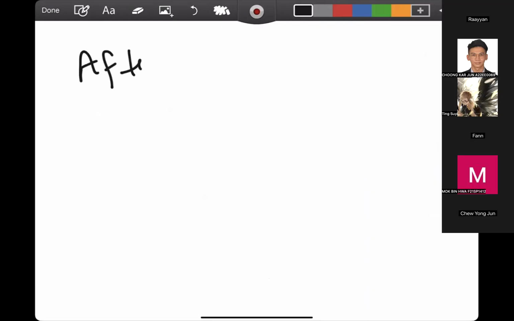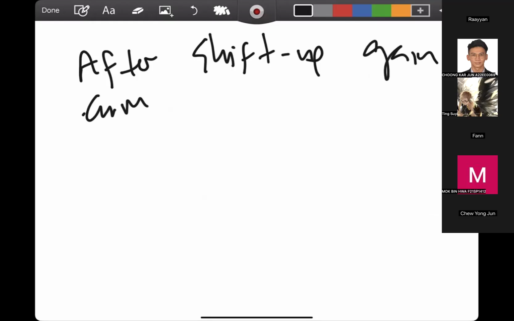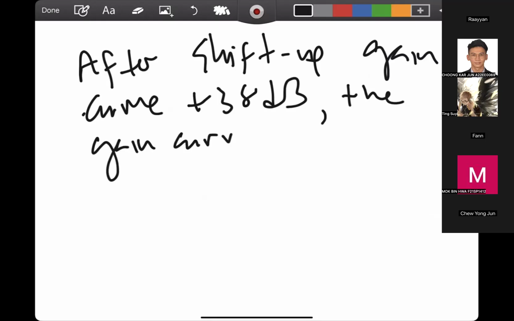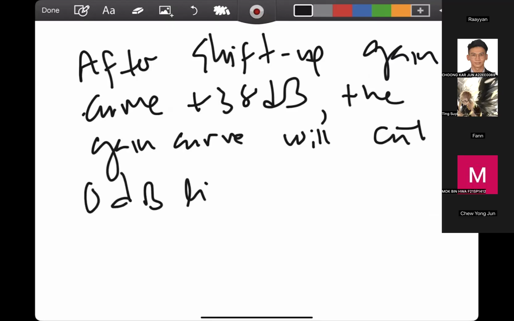After shifting up the gain curve 38 decibel, okay, the gain curve will cut the 0 dB line at omega GM, 1 radian per second.